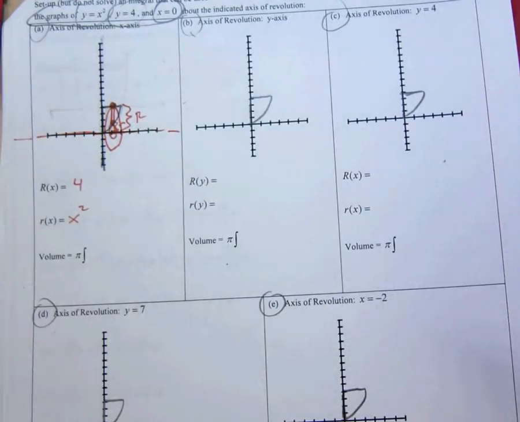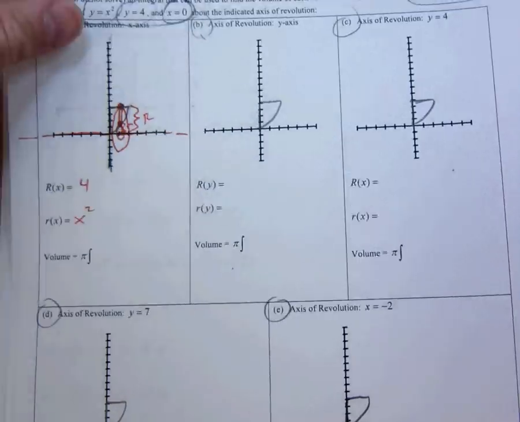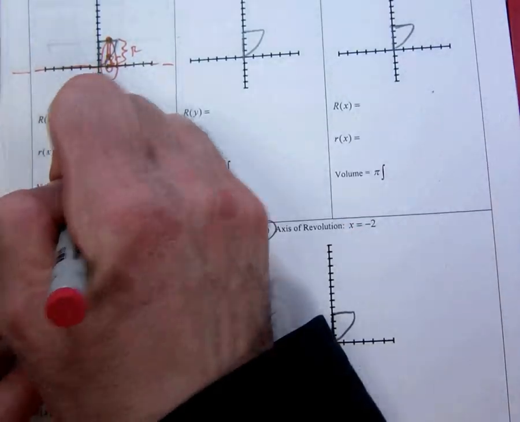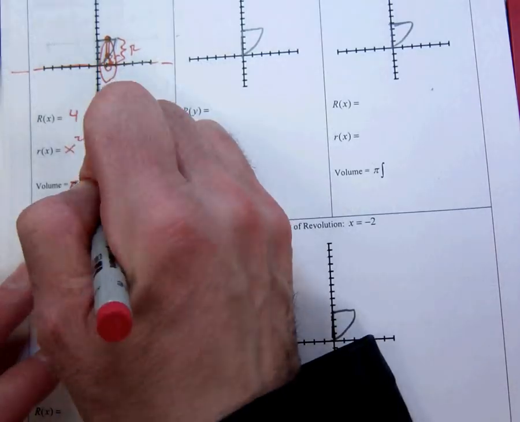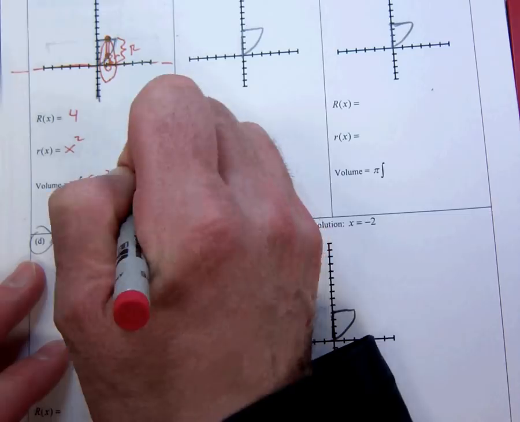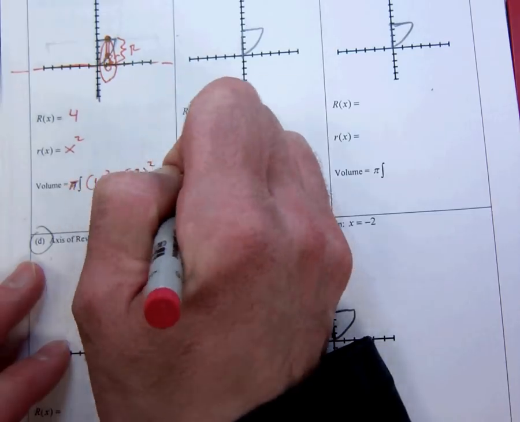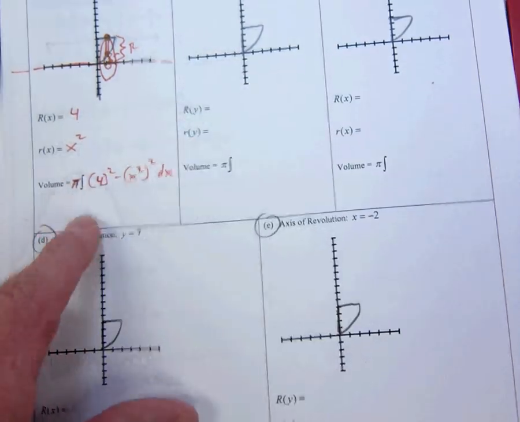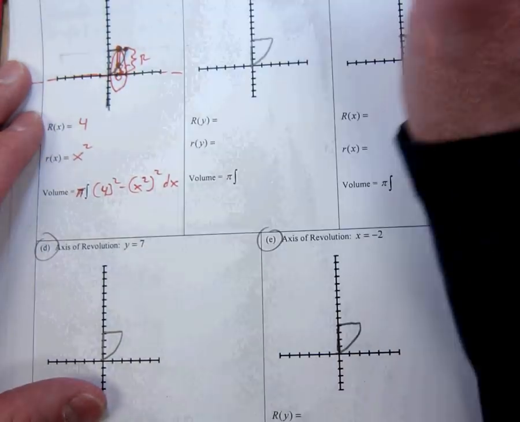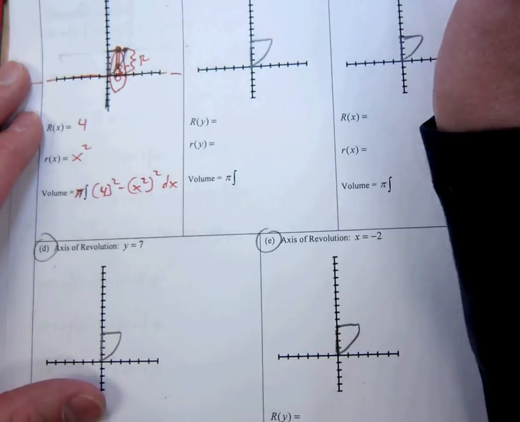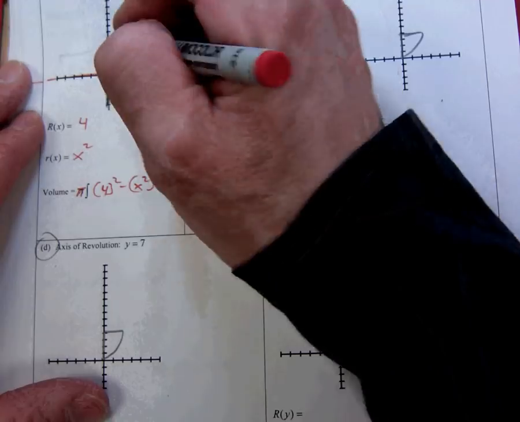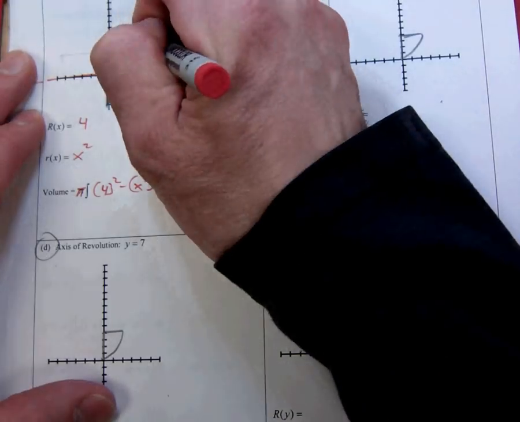Yes? Okay, now, so then set it up. It's going to be pi times the antiderivative of your big R squared minus your little r squared dx from what x to what x? What's this point right here? That'll help. What's that point? Where do they cross? If you set x squared equal to 4 and solve for x, what do you get? 2 and negative 2, so clearly this is what? 2 comma something. By the way, you can see the y value.